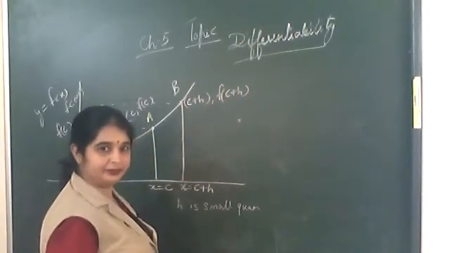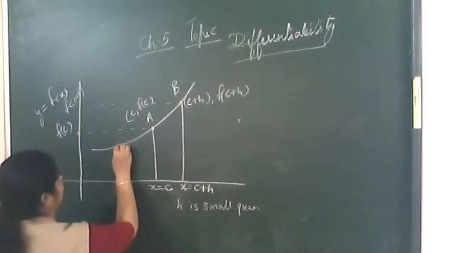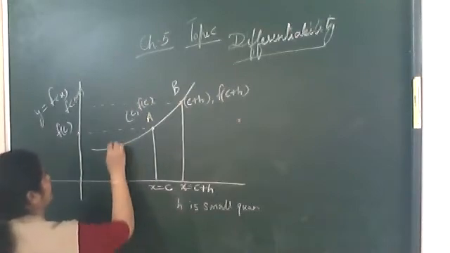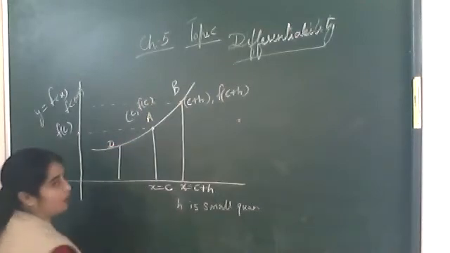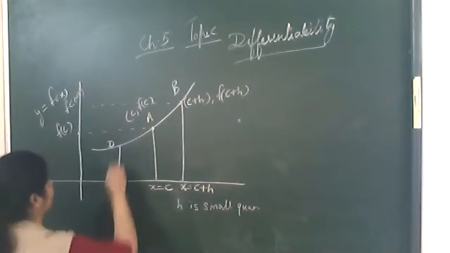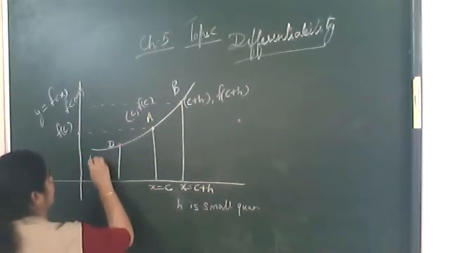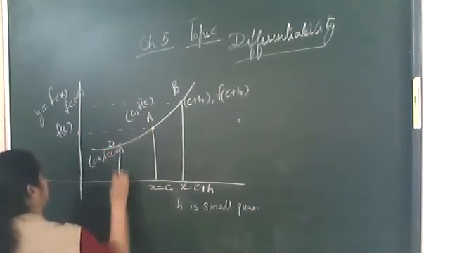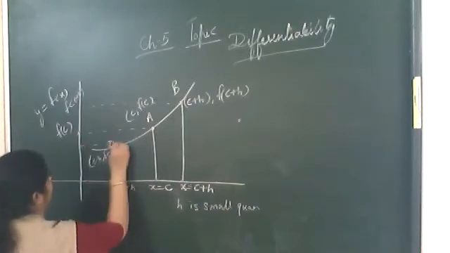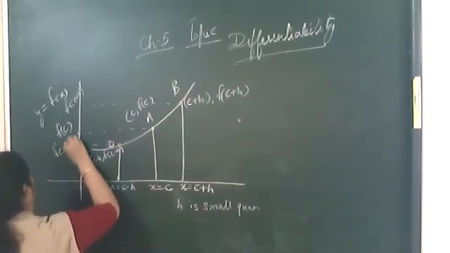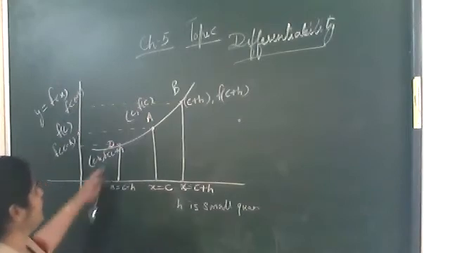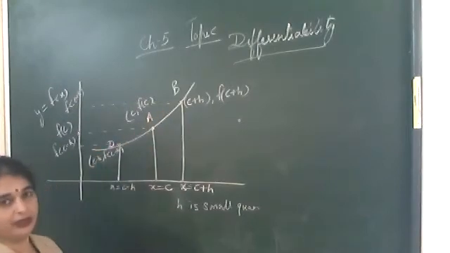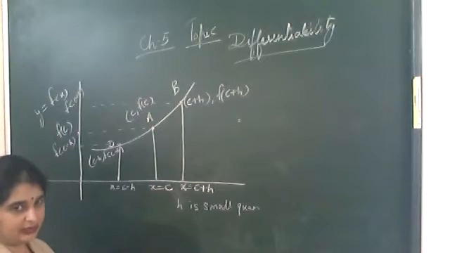Is it clear? Same way we will take one more point. This point, let it be D. So this point will be (c minus h, f of c minus h). Let this point be x is equal to c minus h, so corresponding to it we will have f of c minus h here. Clear? So these three are the points A, B and D. This is very much clear to you all.